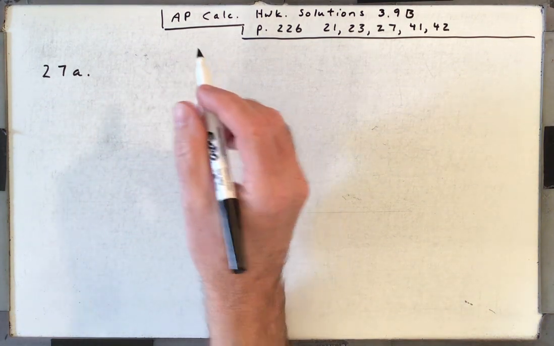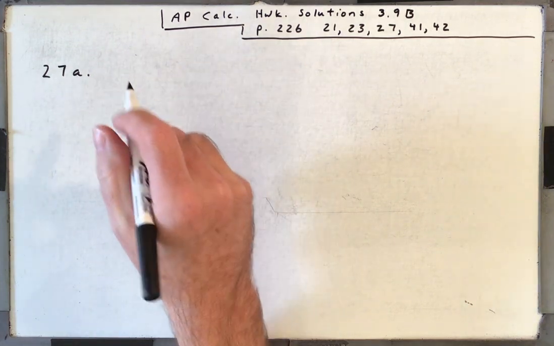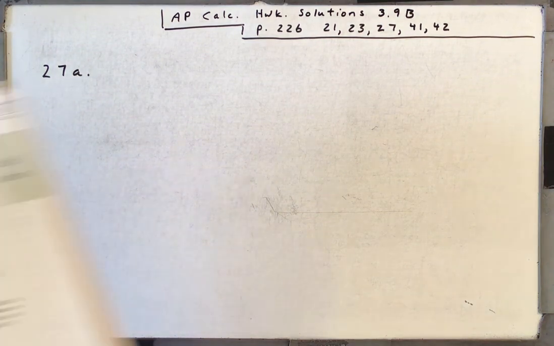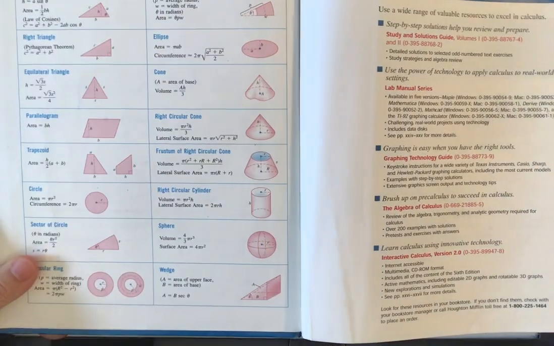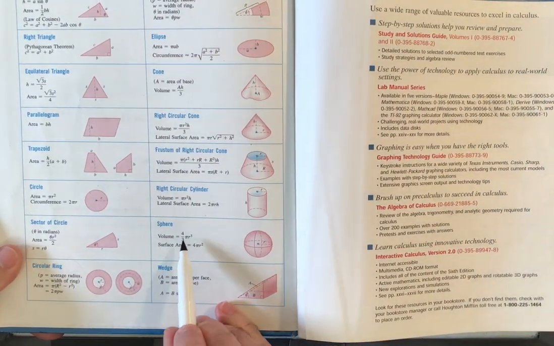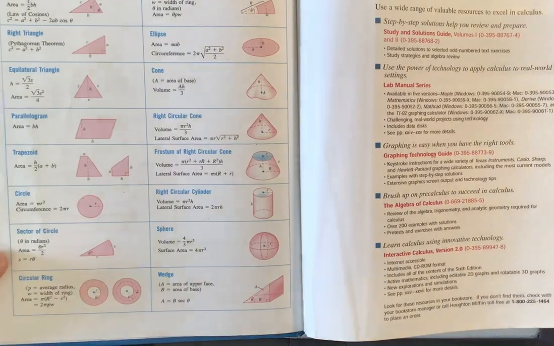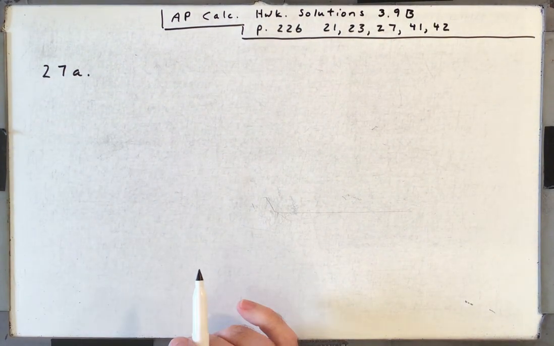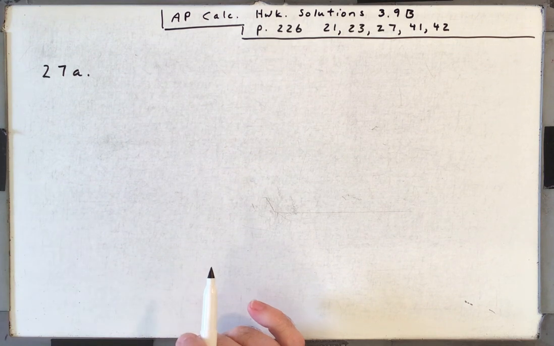Okay, so first of all, the volume of the sphere, it doesn't give that, but if you look in the front of your book, on this page you've got all the formulas. So we've got both the volume and surface area formula there. All right, so let's flip back to page 226 real quick.